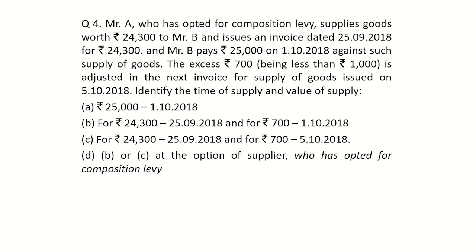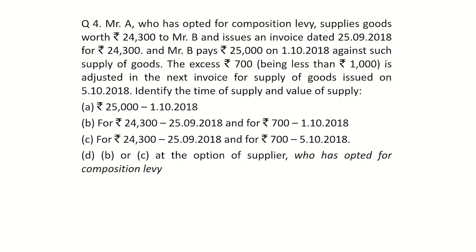Mr. A, who has opted for composition levy, supplies goods worth 24,300 to Mr. B and issues an invoice dated 25/9/2018 for 24,300, and Mr. B pays rupees 25,000 on 1/10/2018 against such supply of goods. The excess of rupees 700 that is paid by Mr. B is adjusted in the next invoice for supply of goods issued on 5/10/2018. The question asked here is identify the time of supply and value of supply.